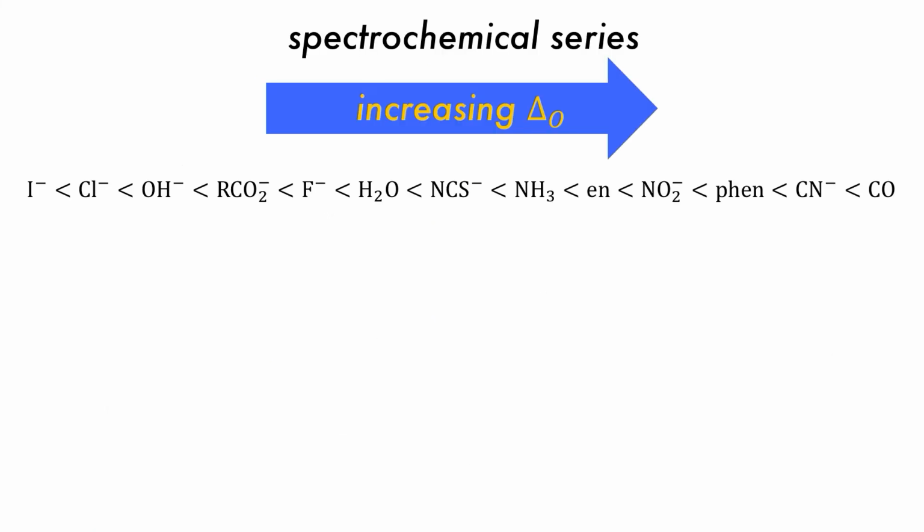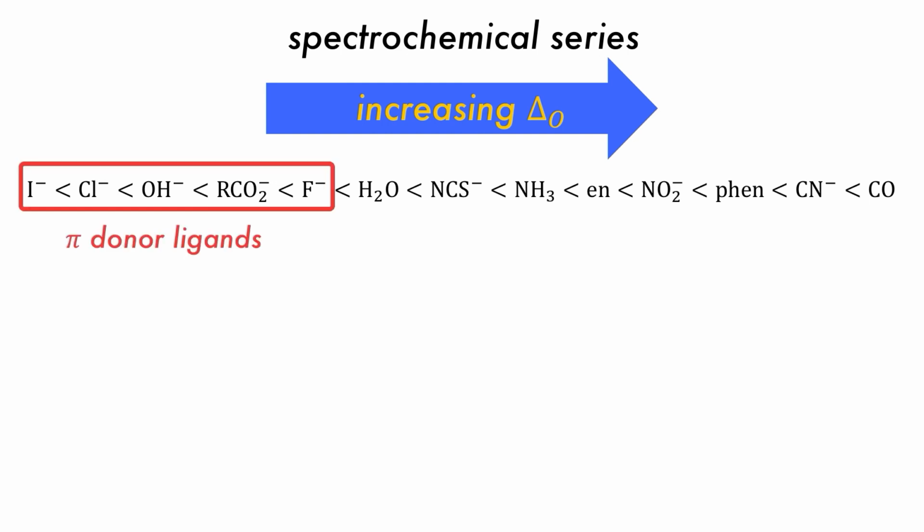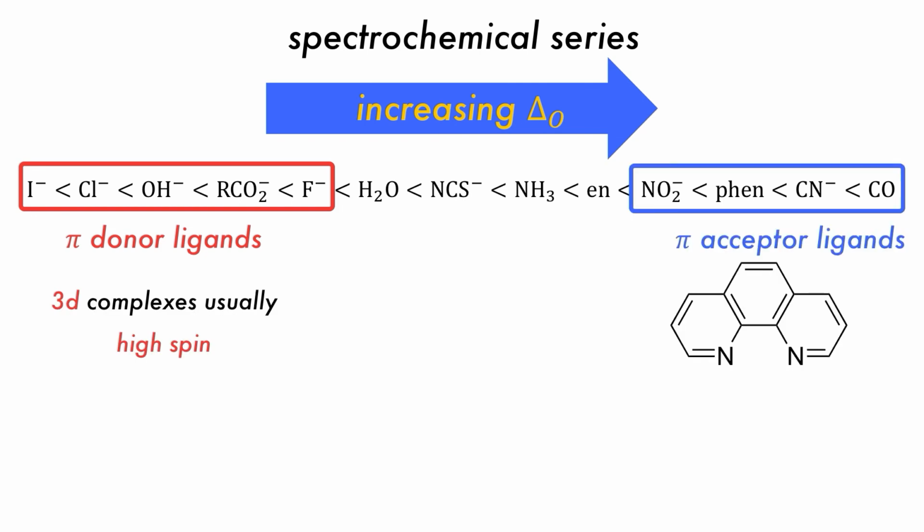The trend in ligand effects is called the spectrochemical series. Ligands with lone pairs of electrons, such as halide anions, cause smaller delta O splittings as they increase the energy of T2G. These ligands usually create 3D complexes with high spin. Then, at the opposite end, are the pi acceptor ligands, which stabilize T2G because they have empty pi star orbitals that can accept electron density from the metal d orbitals, increasing delta O. These ligands usually create 3D complexes with low spin.